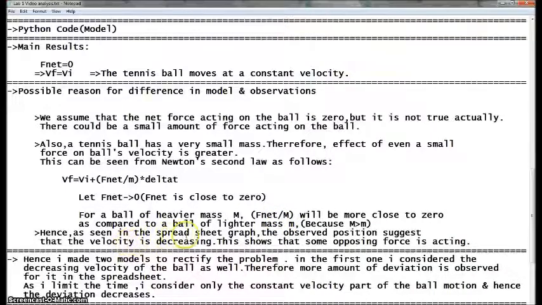Hence, as seen in the spreadsheet graph of the two models, the observed position suggests that the velocity is decreasing. This shows that some opposing force is acting. Hence, I made two models to rectify the problem. In the first one, I considered the decreasing velocity of the ball as well. Therefore, more deviation is observed for it in the spreadsheet, since the model considers a constant velocity, whereas in the experiment the velocity is decreasing. As I limit the time, I consider only the constant velocity part of the ball motion, and hence the deviation decreases in the second model.